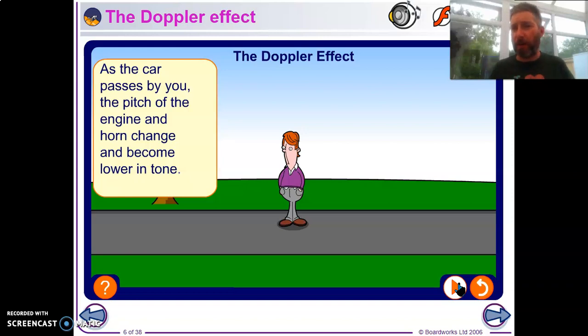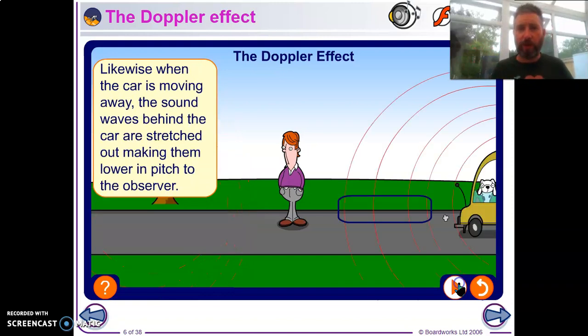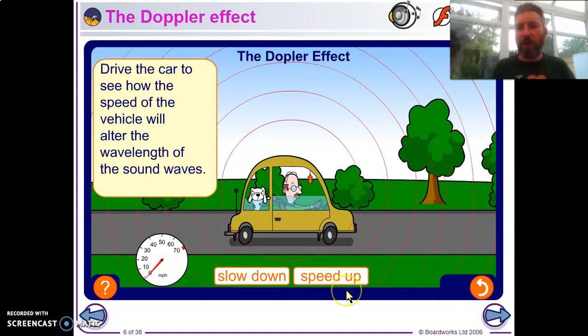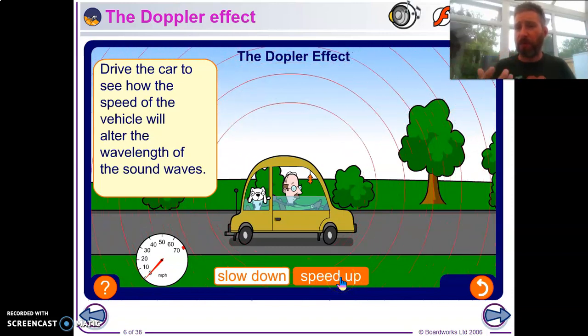It gets higher pitched as it comes towards you, it gets lower pitched as it goes further away. Now the sound doesn't change, but your perception does. And that's because the sound waves in front of the car squash together, because the car is moving towards each sound wave. And that raises the pitch, shortens the wavelength. And when it's moving further away, then the sound waves get further apart from each other. And I'll demonstrate that. You can see these sound waves are actually moving in front of the car at exactly the same frequency or same wavelength.